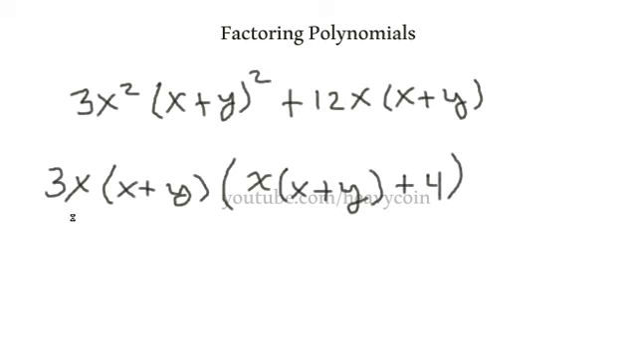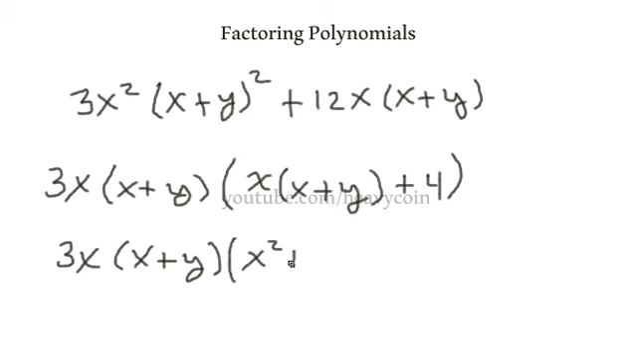So there we go. Now we can clean this up a little bit. Now I can distribute this x across inside. So x times x is x squared, plus xy, and then plus 4. And that's as far as we're going to go on that.